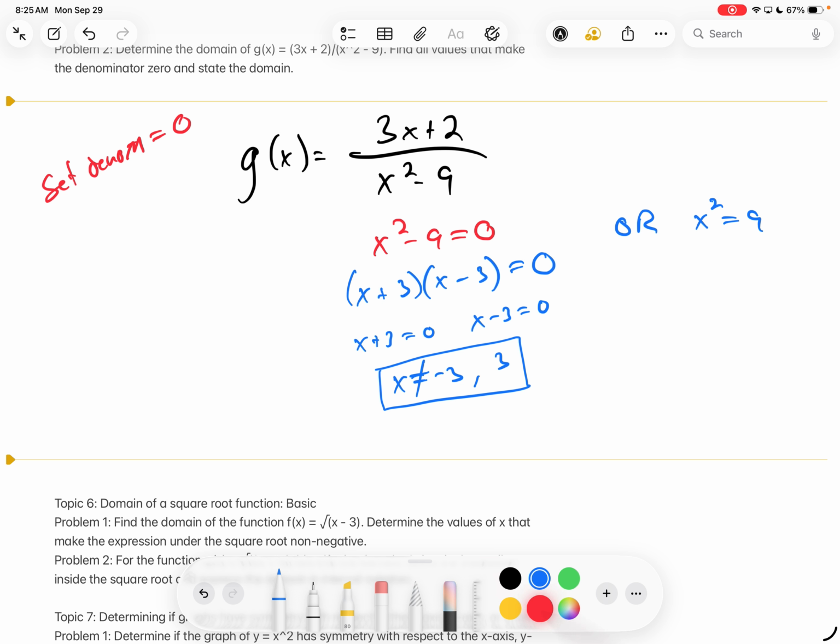You could also do it this way. You could do the square root. The square root of 9 is 3, but when you do the square root, you put plus or minus. I prefer to do it this way, but I know most of y'all think factoring difference of squares, which is fine.